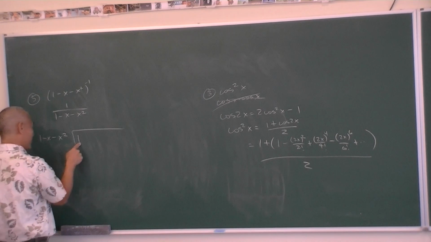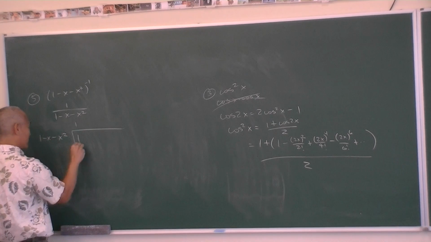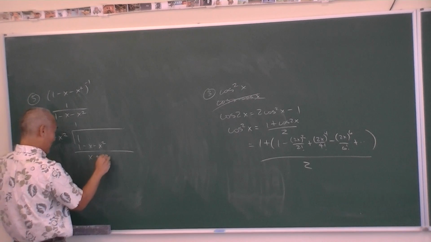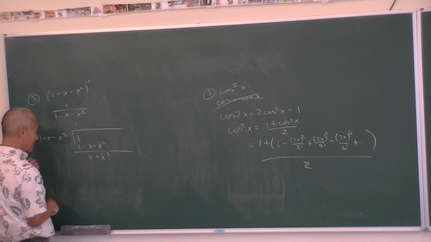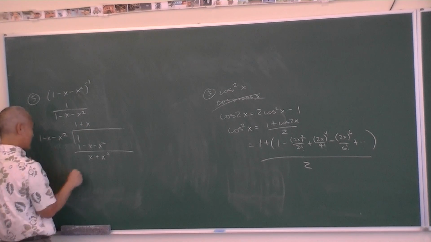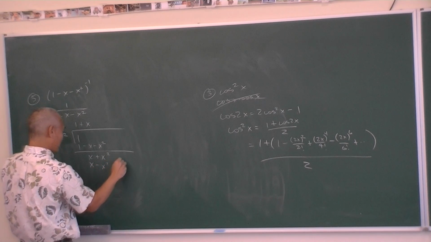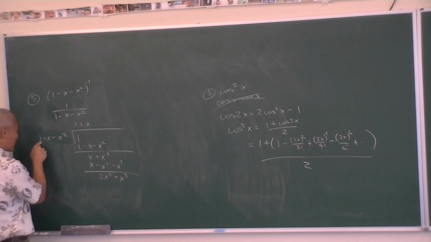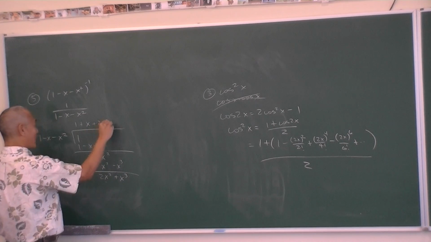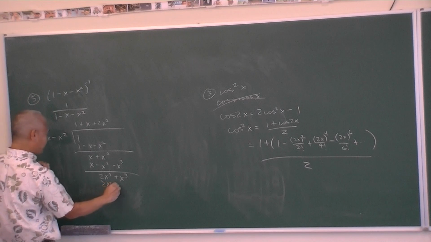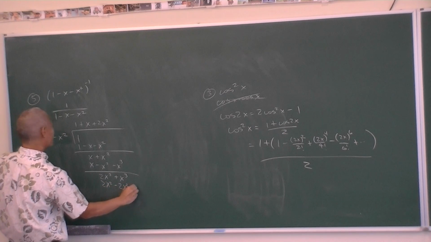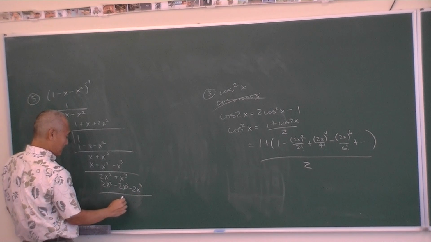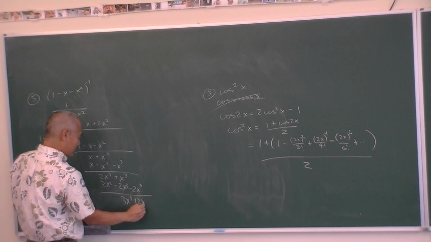1 goes into 1 how many times? Okay, then multiply by the divisor, 1 minus x squared. Subtract. x plus x squared. 1 goes into that how many times? x. Okay, multiply x times the divisor: x minus x cubed. Subtract. 2x squared plus x cubed. 1 goes into that how many times? 2x squared. Multiply: 2x squared minus 2x to the 4th. Subtract. 3x cubed plus 2x to the 4th.